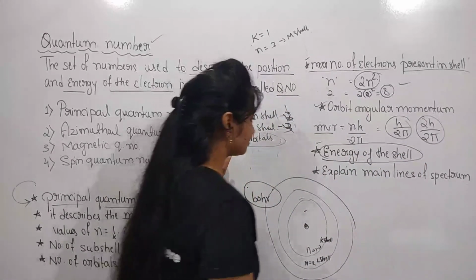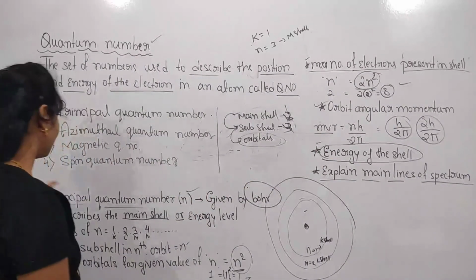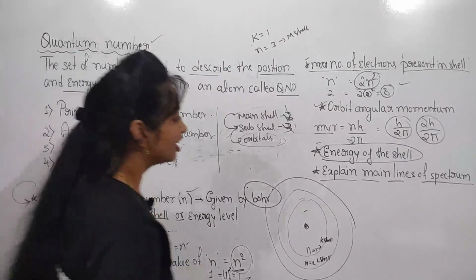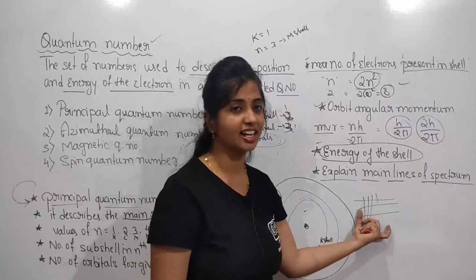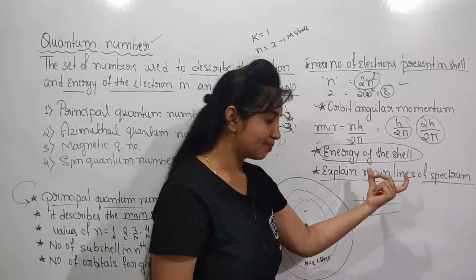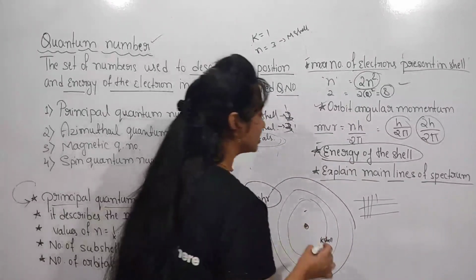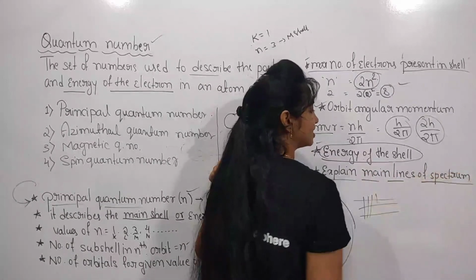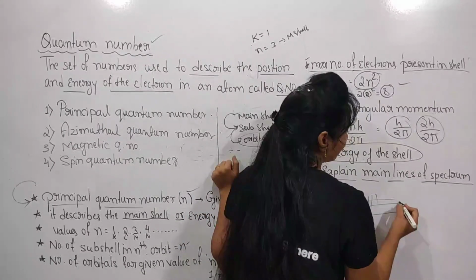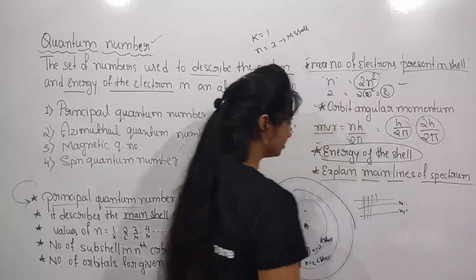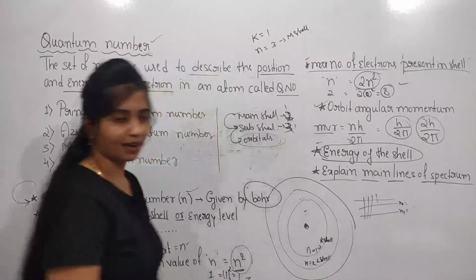And the next one: explain main lines of a spectrum. See here, you already studied the hydrogen line spectrum. We have some main lines like the Balmer series, the Paschen series, and the Pfund series. So the principal quantum number explains the lines of a spectrum. We denote the energy levels by n1, n2. Like this, the principal quantum number explains the main lines of the spectrum also.